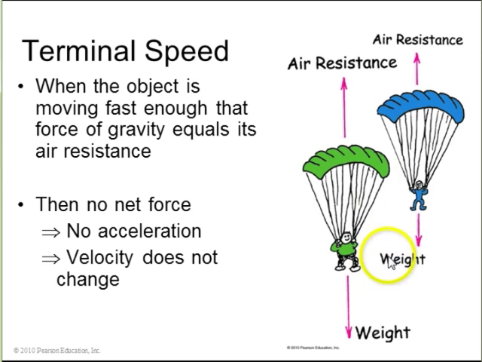Here we have two parachutists, and they've both reached their terminal speed, where the weight equals the air resistance. Now this guy's weight is more than this guy's weight, so the air resistance has to be more, so the terminal speed for this parachutist is greater, because air resistance increases with speed, so he'll fall faster in order to be at terminal speed.